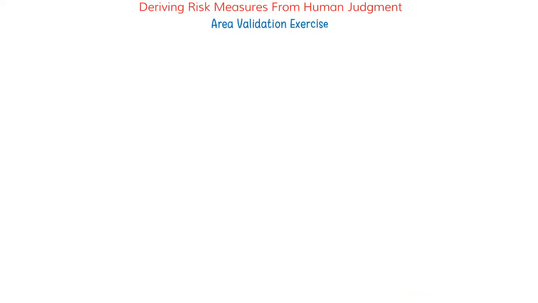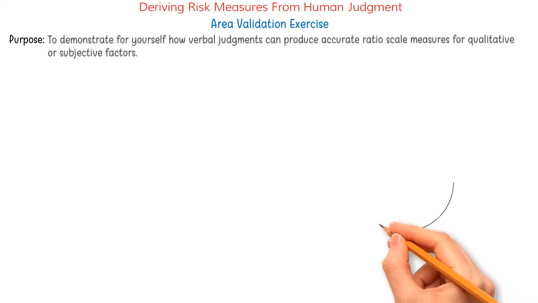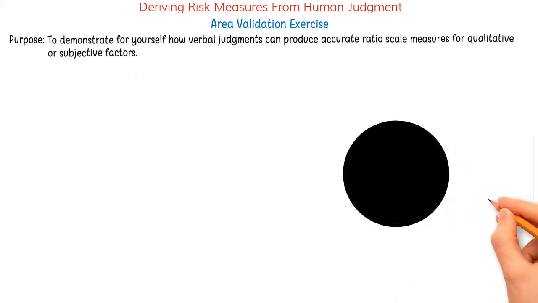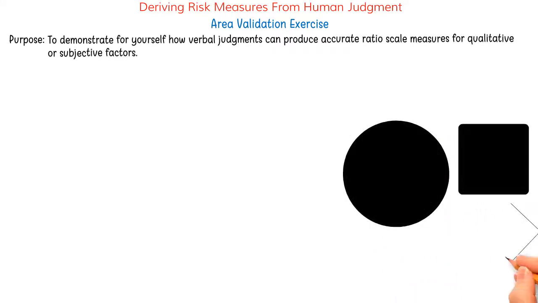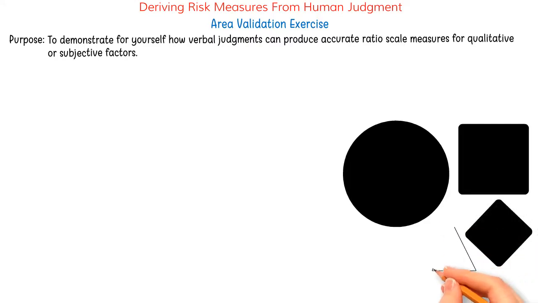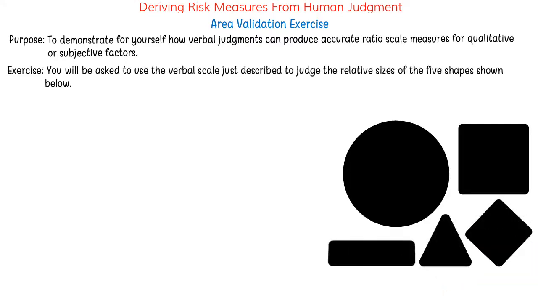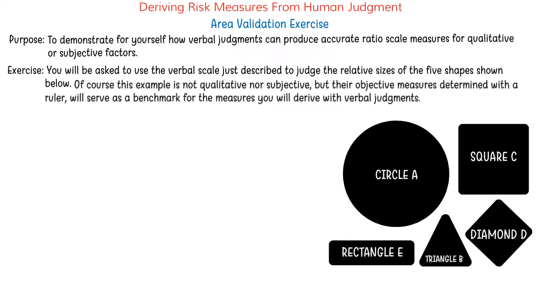Area validation exercise. Purpose: to demonstrate for yourself how verbal judgments can produce accurate ratio scale measures for qualitative or subjective factors. Exercise: you will be asked to use the verbal scale just described to judge the relative sizes of the 5 shapes shown below. Of course, this example is not qualitative nor subjective, but their objective measures determined with a ruler will serve as a benchmark for the measures you will derive with verbal judgments.